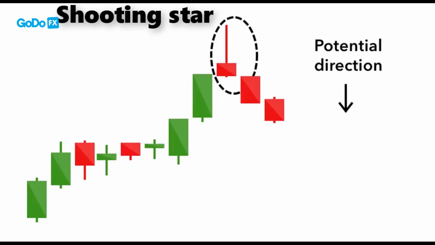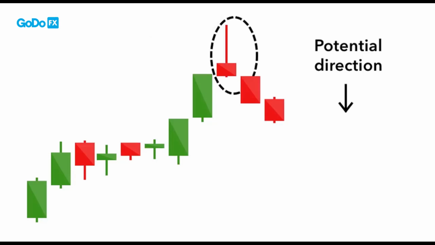It has a small lower body and a long upper wick. Usually, the market will gap slightly higher on opening and rally to an intraday high before closing at a price just above the open, like a star falling to the ground.